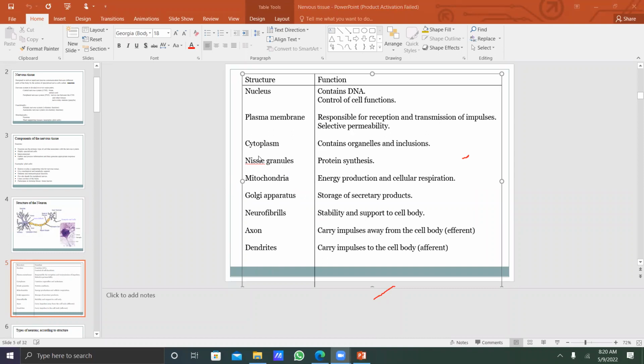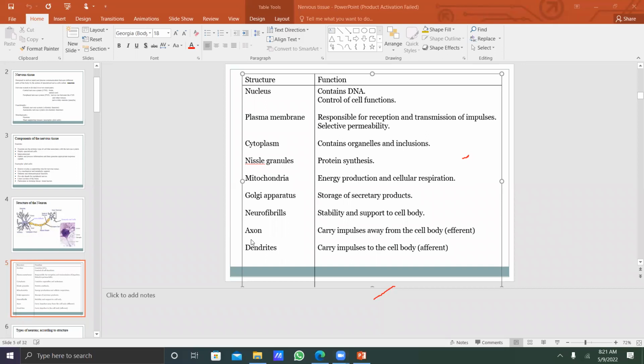And there are the same organelles which can be seen in an ideal cell: mitochondria, which is responsible for energy production and cellular respiration, and Golgi apparatus for storage of secretory products, and also neurofibrils, which give support to the cell body and stability. And the axon and the dendrites are the special features seen in the neurons.